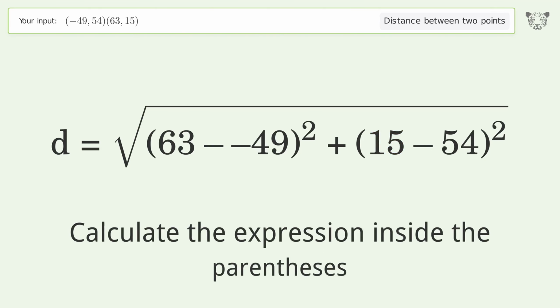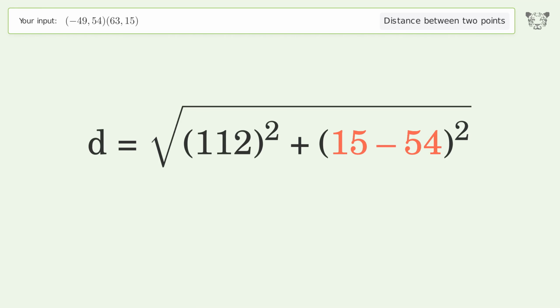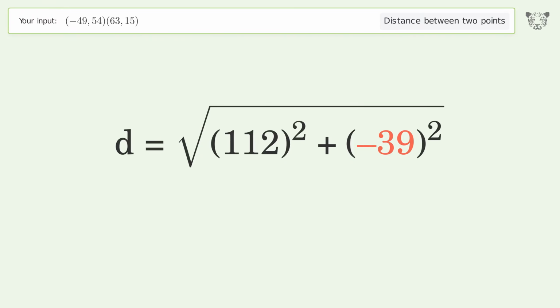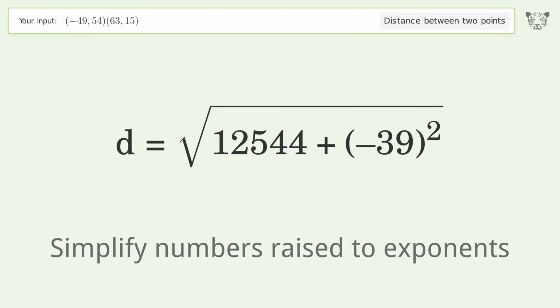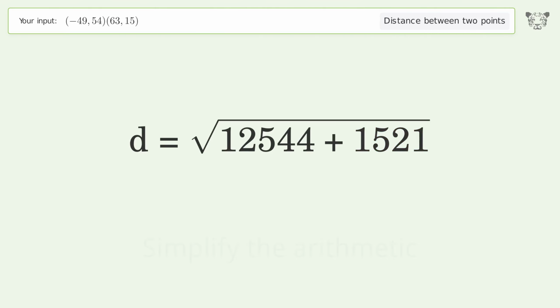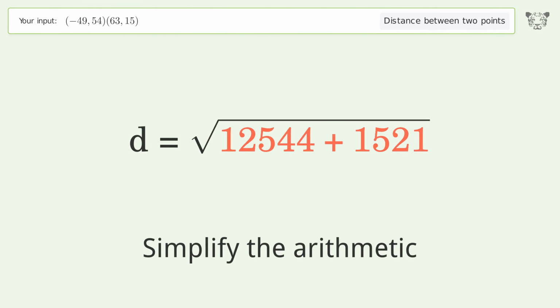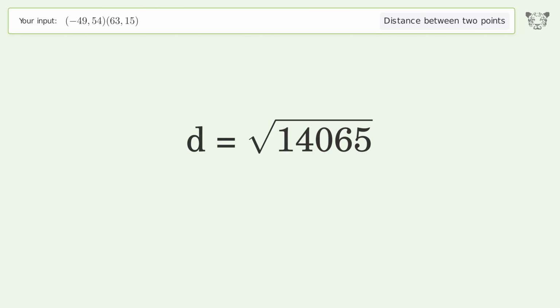Calculate the expression inside the parentheses. Simplify numbers raised to exponents. Simplify the arithmetic. And so the distance between the 2 points is the square root of 14,065 or 118.596.